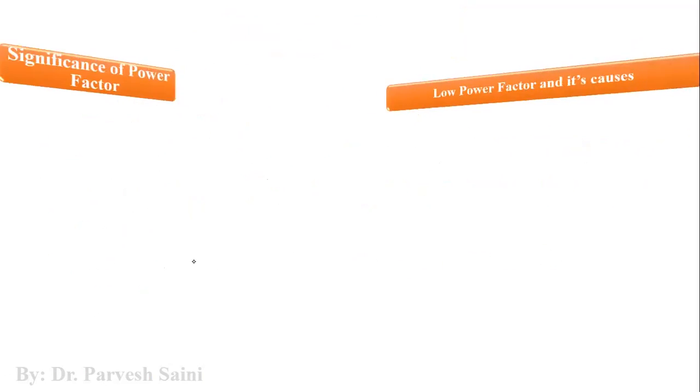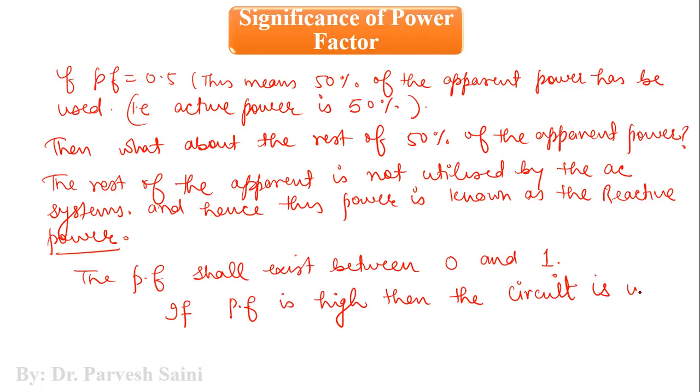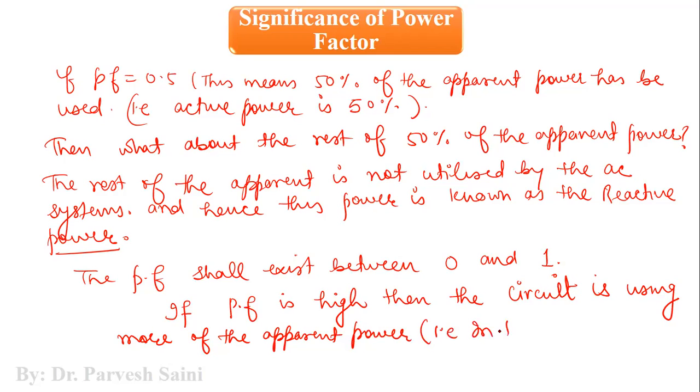Now, if power factor is high, then the circuit is using more of the apparent power. That is, in this case, the active power is more, right? So the vice versa is also true. That means if the power factor is low, then the circuit is using less of the apparent power, and that means active power is low.